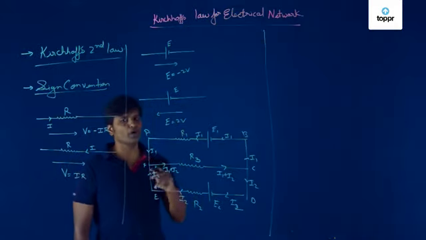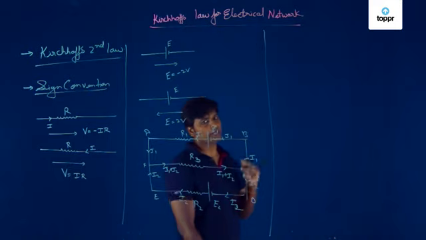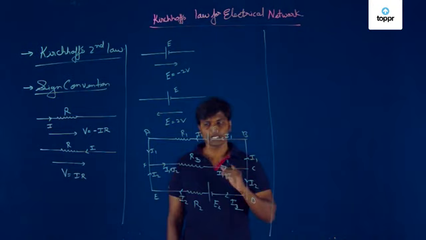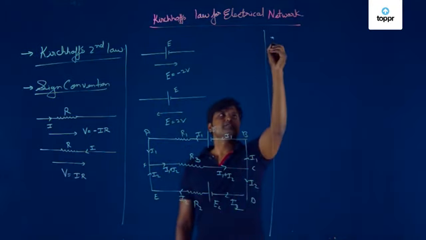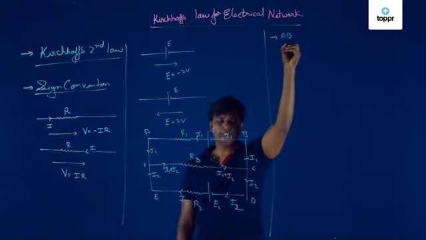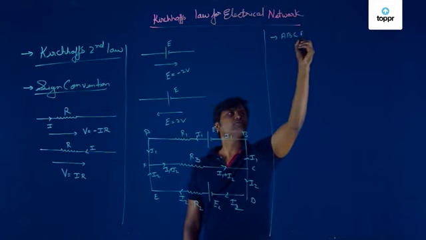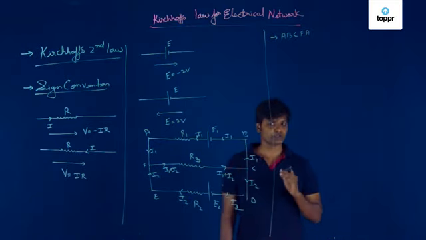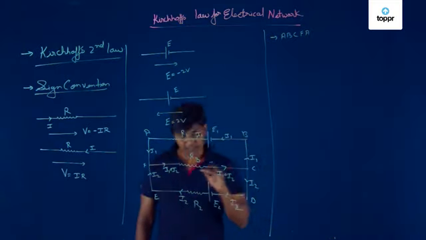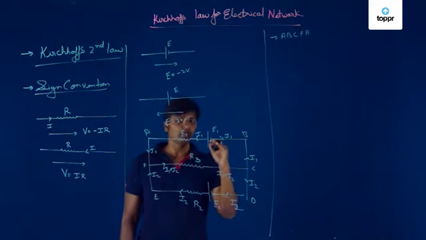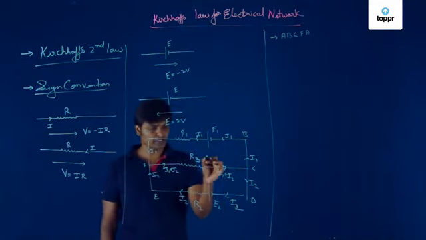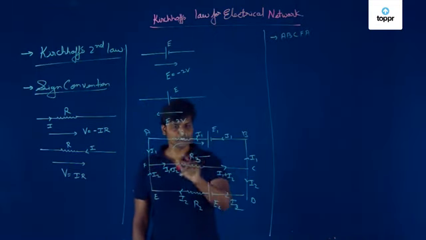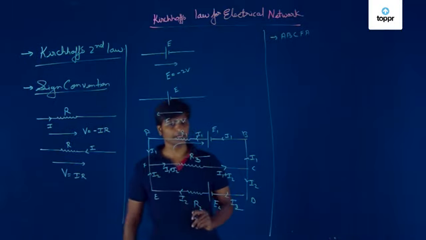Now, to apply Kirchhoff's law, I need to take a closed loop. So, what closed loop am I taking over here? I am taking a closed loop which is A, B, C, F, A. Now, we are applying Kirchhoff's law. And how am I traversing the loop? I am traversing the loop in the clockwise direction, in this direction. Let us start from A.